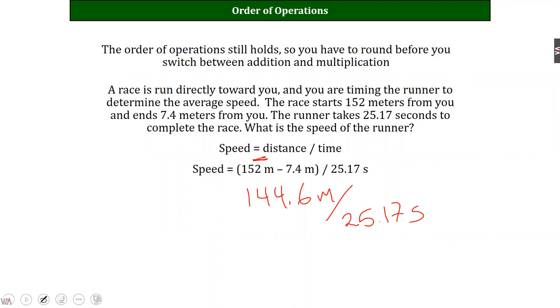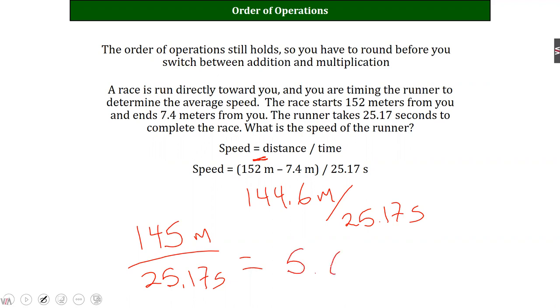And now we've got three sig figs on the top. And when we divide by four sig figs, now we're switching to counting sig figs because it's division. So 145 meters over 25.17 seconds. Just to finish this out, what do we get for a number? 5.7605 or something, right? But we're only going to keep three sig figs.